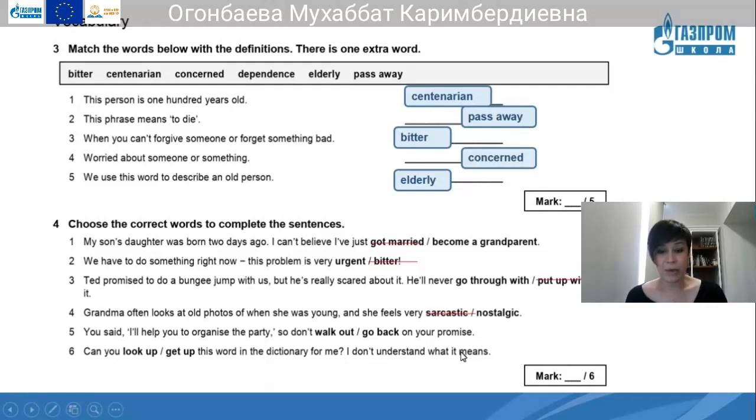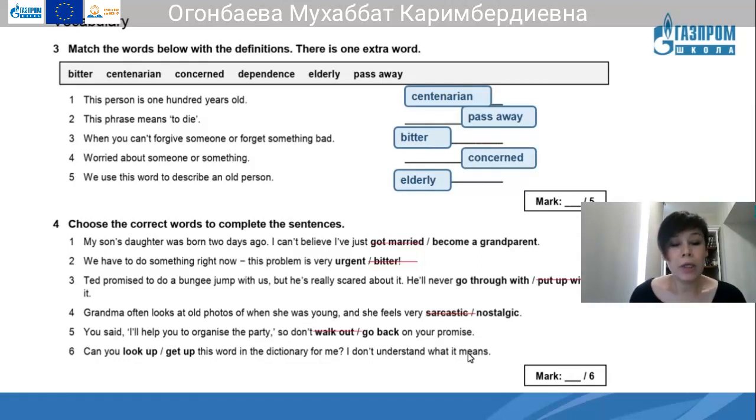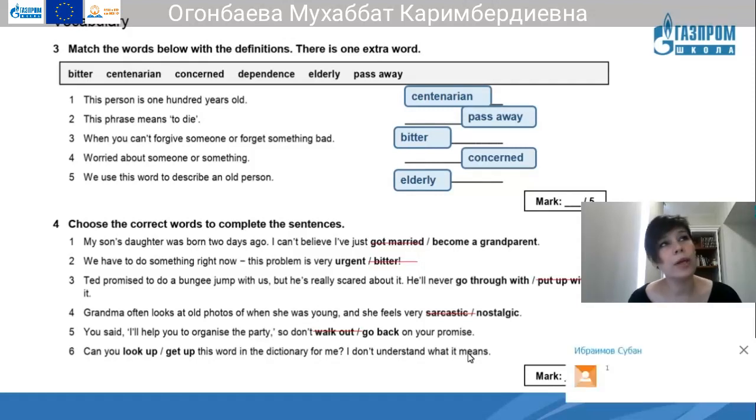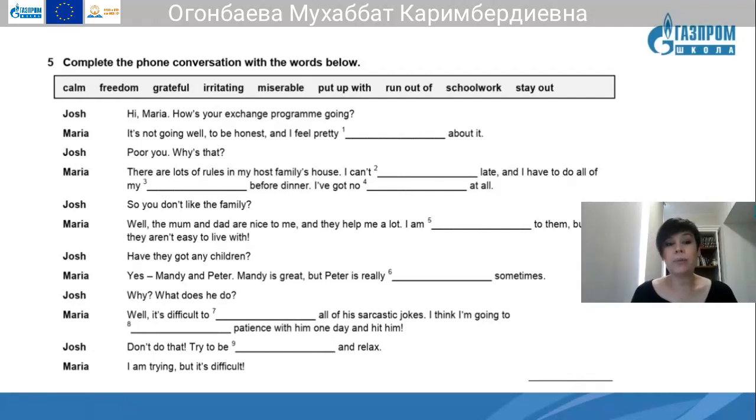Bubusara, what do you think? Walk out or go back? Walk out means to leave. Go back means to go back from your words, to refuse. Can you look up, get up this word in the dictionary for me? Look up or get up? Look up. Perfect, Suban. Next exercise. Also, we have to look up. Very good, Leila.